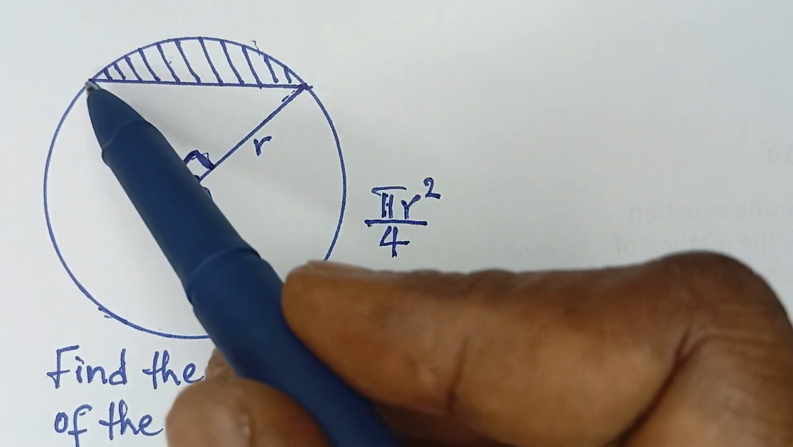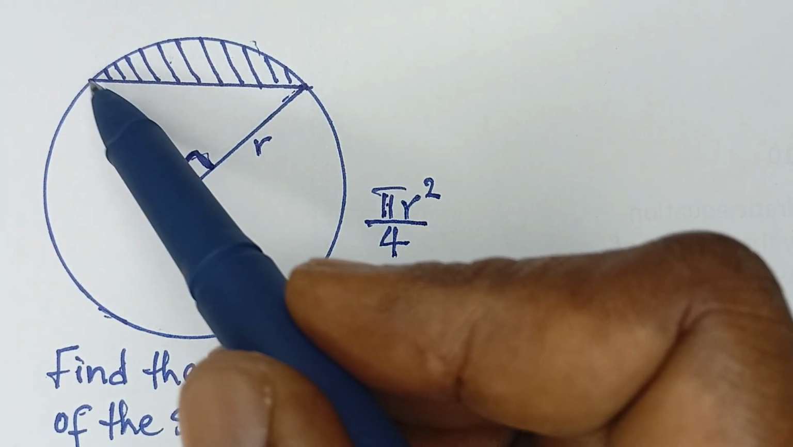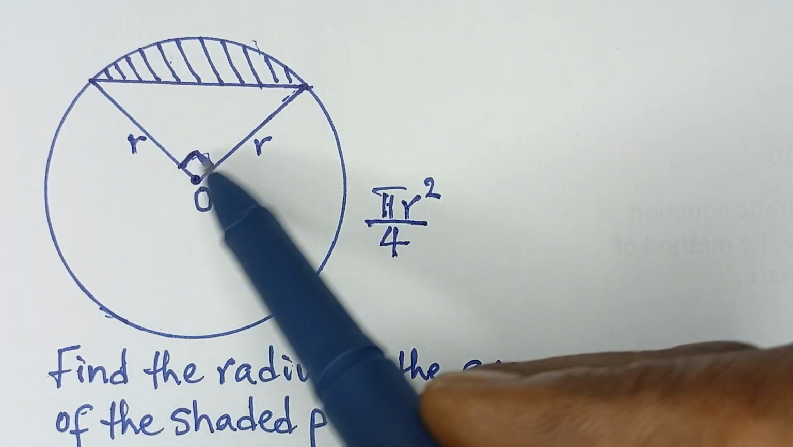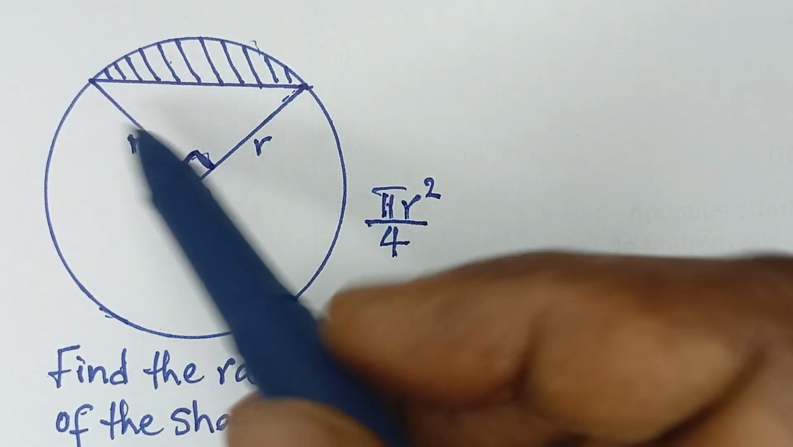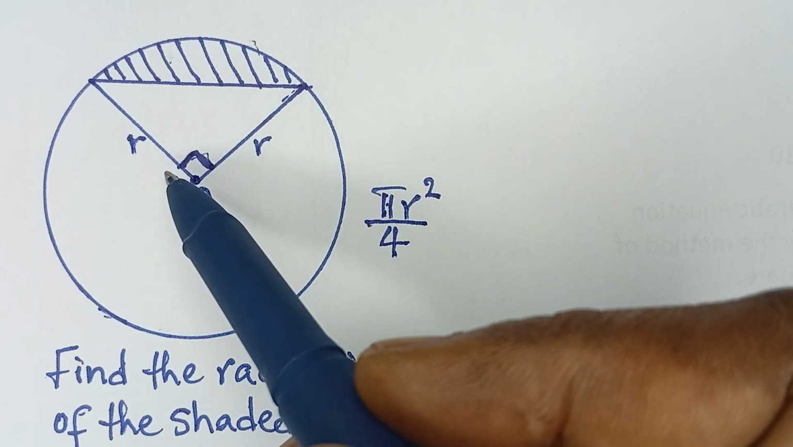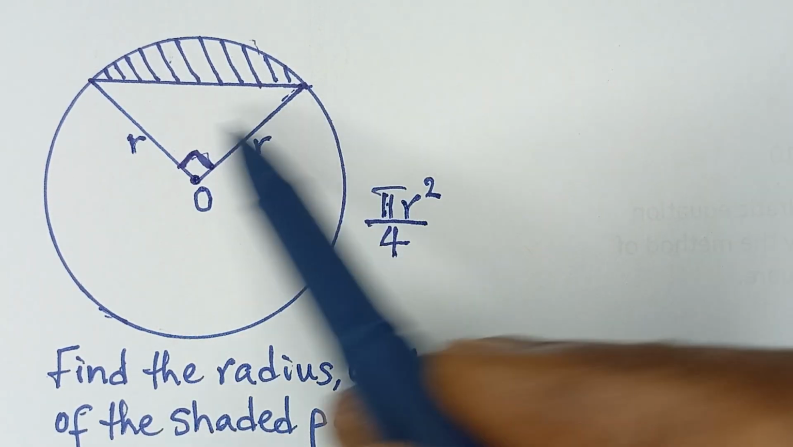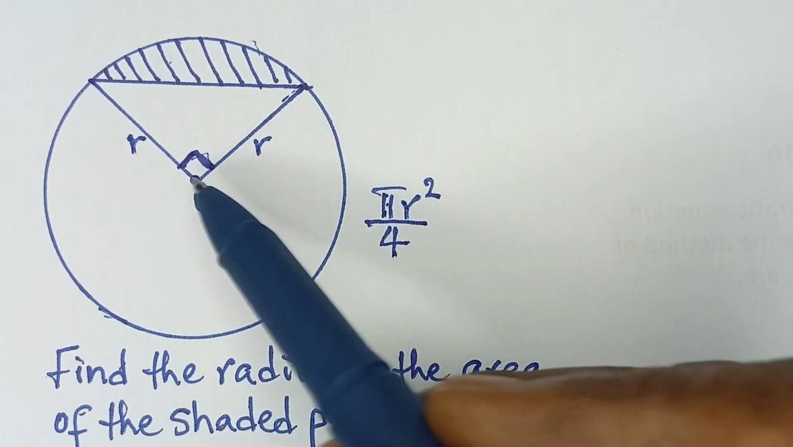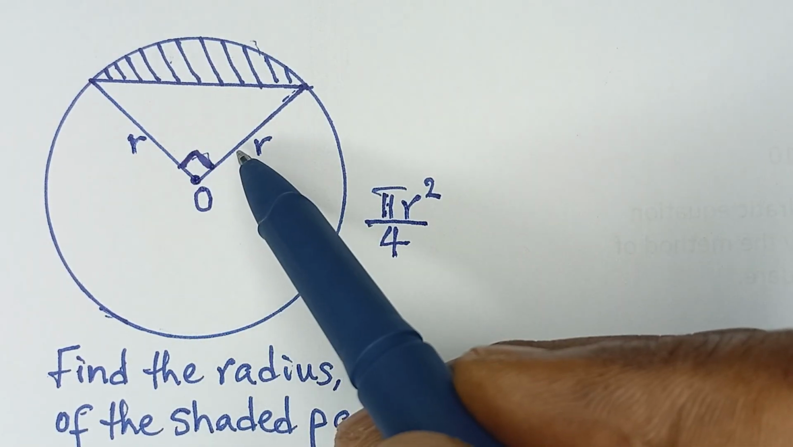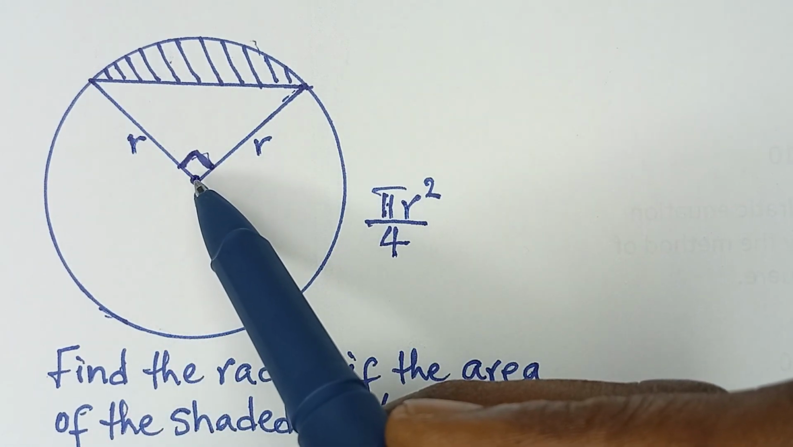Then the other part that we have here, the unshaded part of this sector, is a triangle. So this is a triangle now. The formula for the area of a triangle is half base times height. So we are taking this part as the base. You can also take this part as the base. Either part can serve as the base of the triangle. So let's take this part as the base of the triangle.